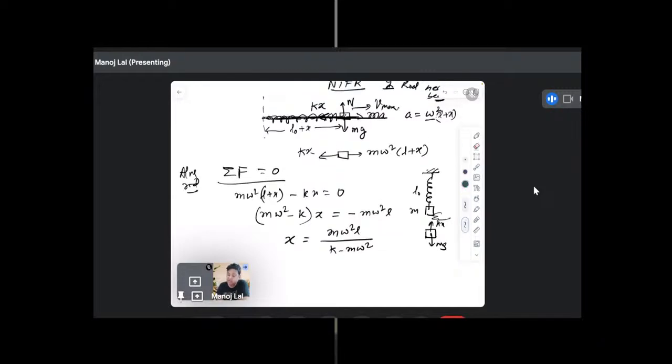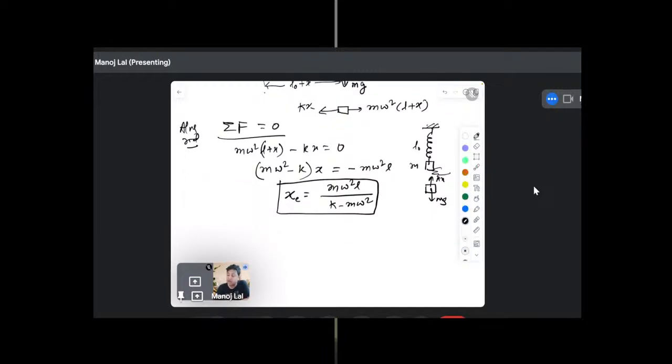Now I will say this is the equilibrium position. Let me write it as x e. So it is clear to us that at this position, that is L naught plus x e, the velocity will be maximum. At this position the force is zero, but how will we find this maximum velocity? See, we can find the maximum velocity.